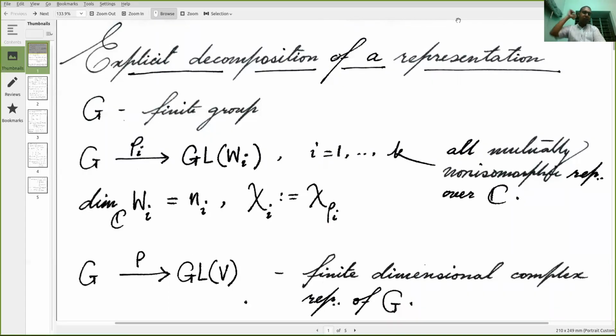Hello everyone. I hope you are all safe so far. So today we will talk about explicit decomposition of a representation.